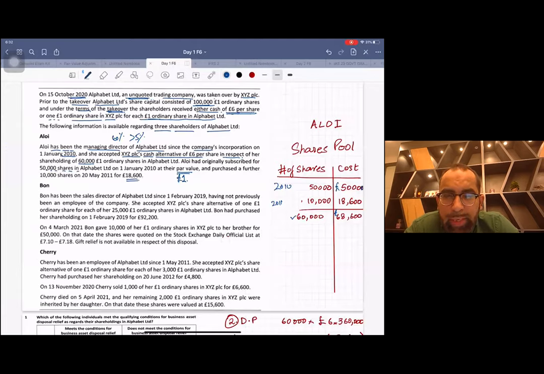Now, all of you, please tell me, can Alloy claim BADR? Yes, Alloy can claim BADR. Why? He's doing a job in this company. Yes, this company is a trading company. Yes, he has a shareholding of more than 5%. Yes, and he has held the shares for 10 years, which is more than two years, 24 months. So as he met all the conditions, he is eligible for BADR.